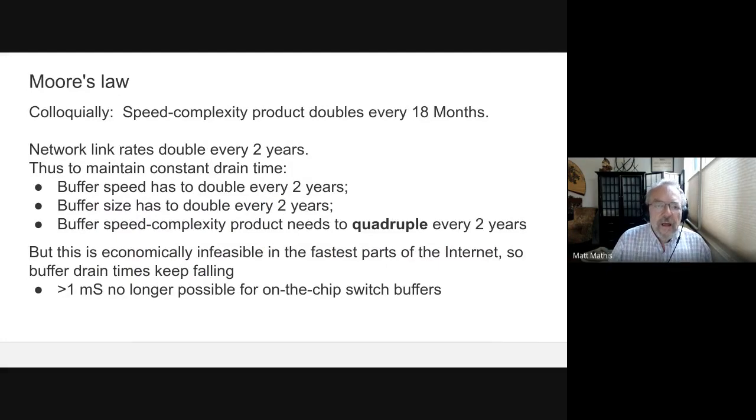Moore's law is often stated that the speed complexity product doubles every 18 months. Where this gets us into trouble is that data link rates in the internet have been doubling every 2 years over the last 40 years or so. Doubling every 2 years means that both buffer speed and buffer memory have to double. So the speed complexity product has to quadruple every 2 years. And that is faster than Moore's law, and it's not feasible to do so. As a consequence, drain times keep falling. Modern high-performance switch chips now have on-the-chip buffers measured in microseconds. And as noted earlier, larger buffers require a huge amount of very expensive hot memory.